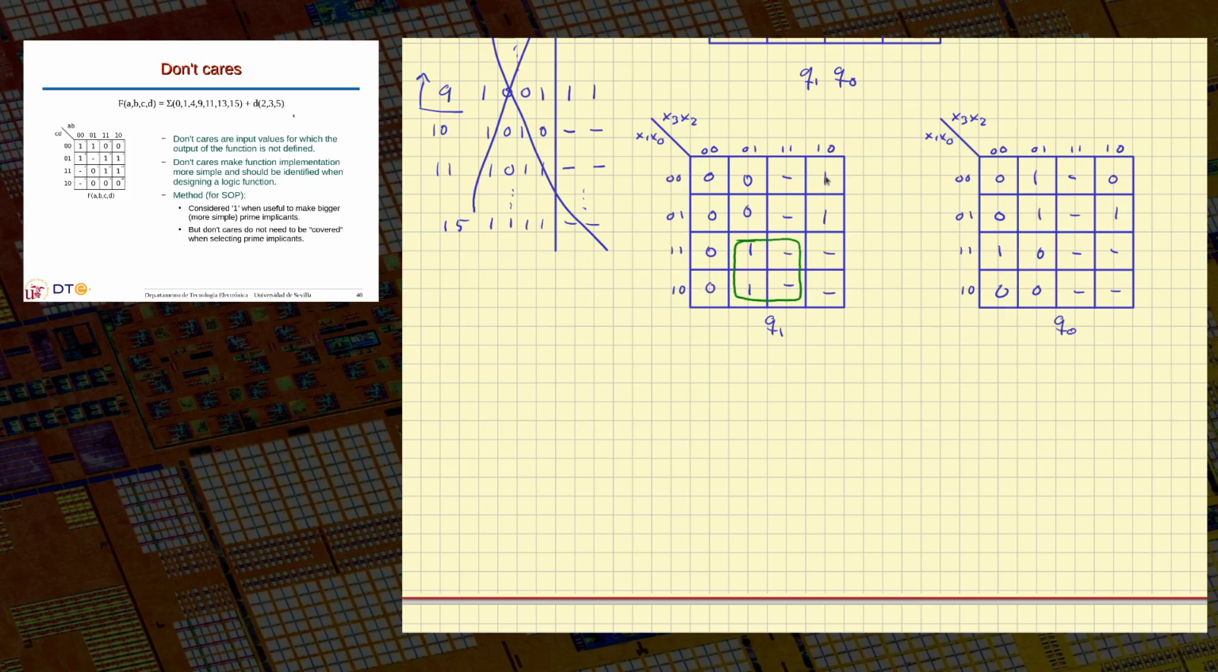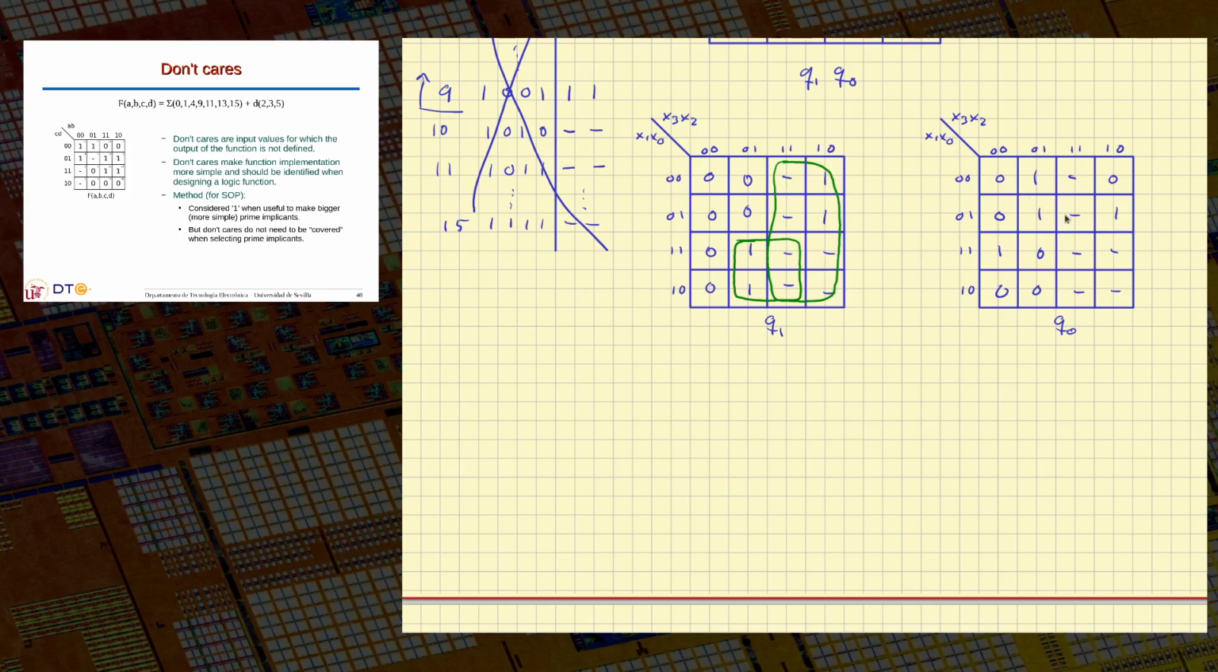The same thing happens with this one here. I have this one and this one. I may consider these two as one to have a bigger prime implicant. And I may also consider all these as ones to have an even bigger prime implicant. Okay, that's finished. It's quite big. It helped simplify the function very much. But I do it only because it's convenient. I don't really have any obligation to cover the don't cares.